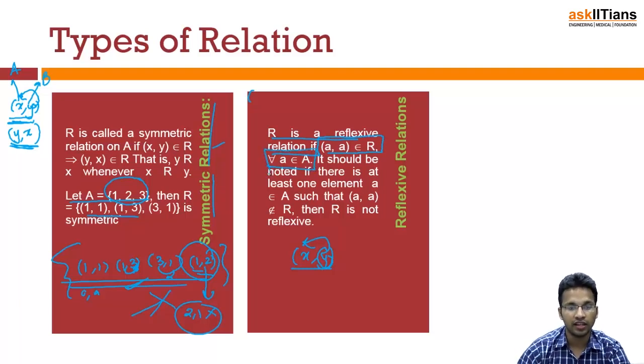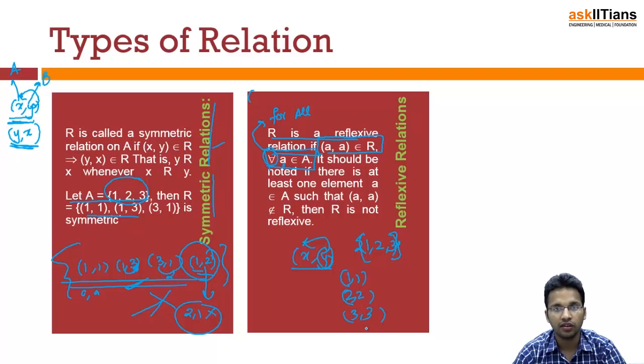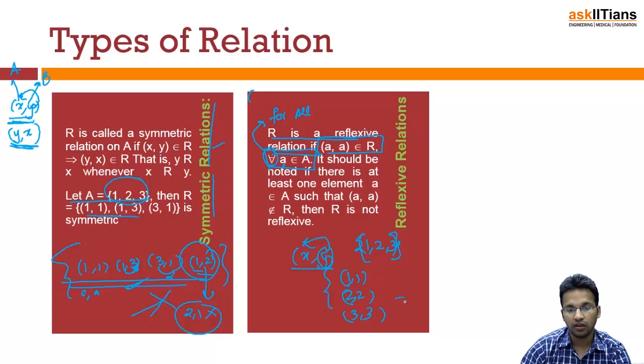Now in this case there is a condition: for all A, like this symbol stands for all. So the condition here is that if 1, 2, 3 is there in the set A, then in the relation you should have 1 comma 1, 2 comma 2 and 3 comma 3. If you find an element for which you don't satisfy this condition from A... now again, if 1 comma 2 is there, it does not have any effect on the reflexive nature.